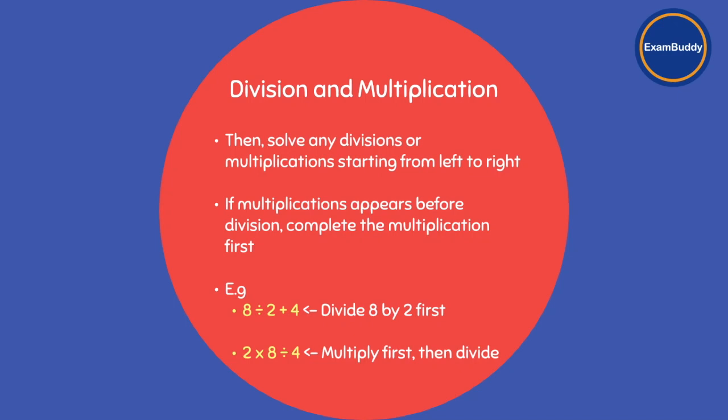2 times 8 divided by 4, this can get tricky. What do you do first, multiply or divide? You work from left to right. The multiplication part, 2 times 8, is found closest to the left of the equation, so you do this first, 16. Then you divide it by 4 to give you 4.